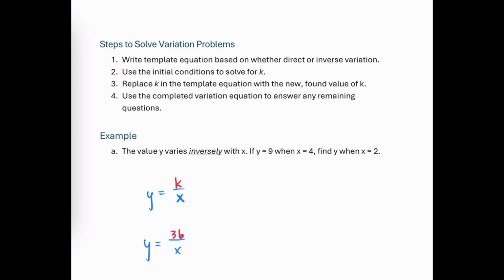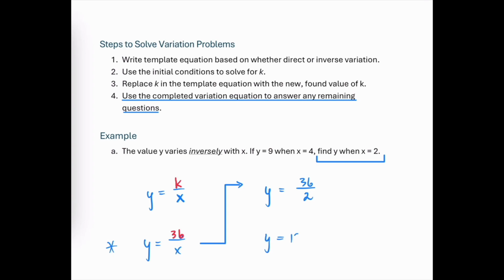So the last thing that we're going to do is to use the completed variation equation to answer any remaining questions. The remaining question here is that we want to find y when x is equal to 2. So using our completed variation equation, we're going to plug in x is equal to 2 and solve for y. So we say y is equal to 36 divided by 2, we get that y is equal to 18, and that's going to be the answer to our final question.